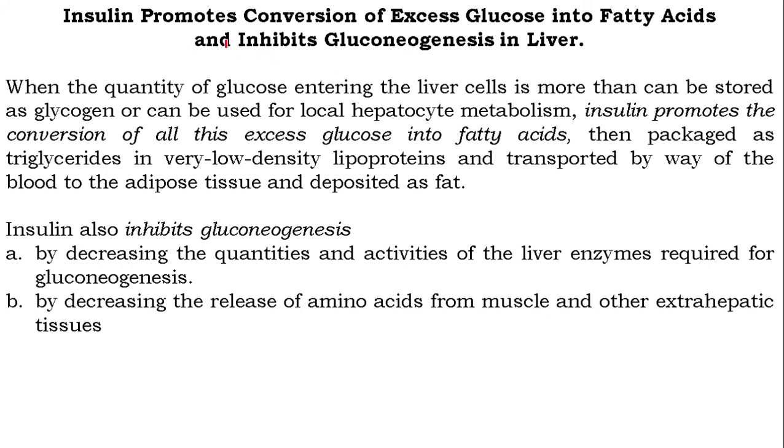And insulin promotes conversion of excess glucose into fatty acids. Where? Is it in the adipocytes or is it in the liver? Let us see. When the quantity of glucose entering the liver cells is more than the capacity to produce glycogen, or when no more glucose can be converted into glycogen, when the maximum capacity for glycogen is already reached, you know what happens? Insulin promotes the conversion of extra glucose into fatty acids. Where? In the liver. So fatty acids are made in the liver.